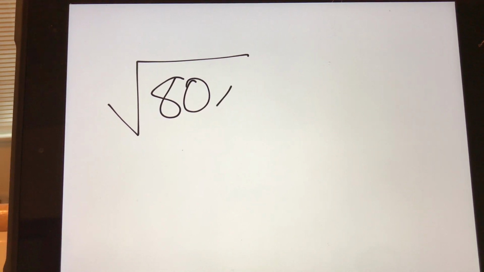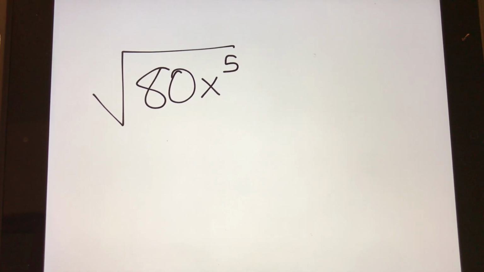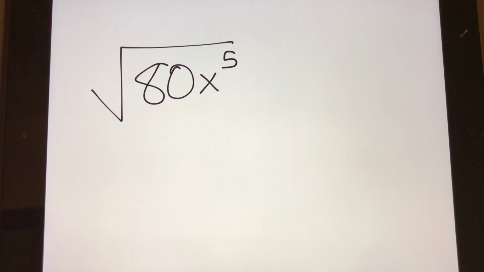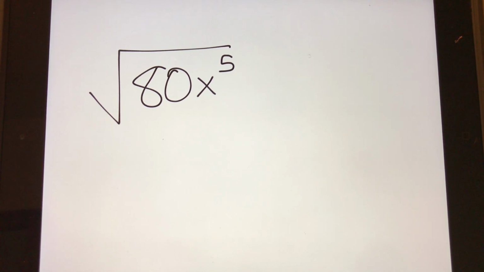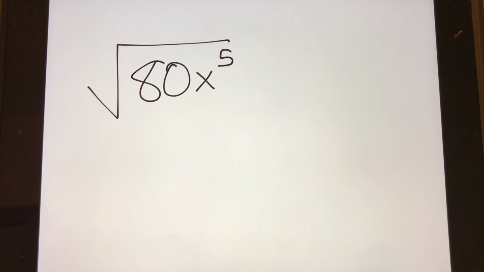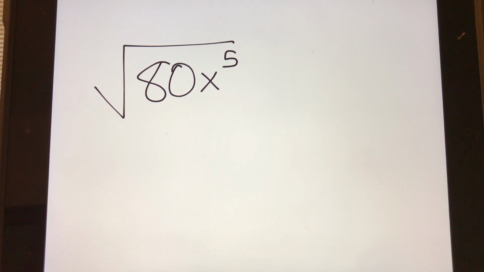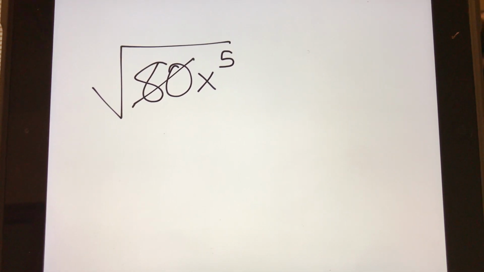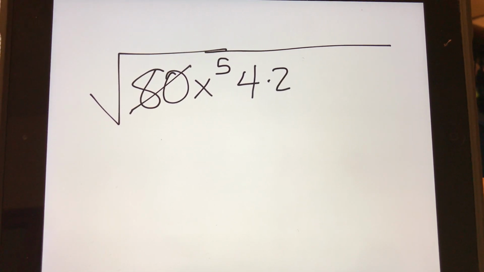Let's do radical 80x to the 5th. All right? So, as we always do, we're going to deal with the coefficient separately than the variable. We're going to do the coefficient first. So let's factor our coefficient. It is even. It also ends in 0. So I take a quick look and I can't get a 25 out of 80 evenly, but I can get a 4. So I'm going to cross out my 80, and I'm going to write 4 in there, and what's left is 20.